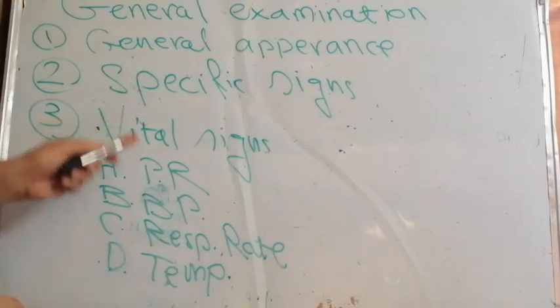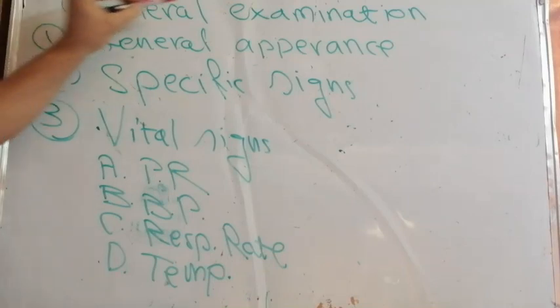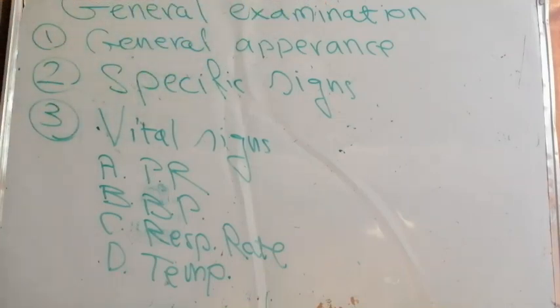So these are the vital signs, and these are the 3 main points in the general examination of the patient. We started with the general appearance, then the specific signs, and then the vital signs.